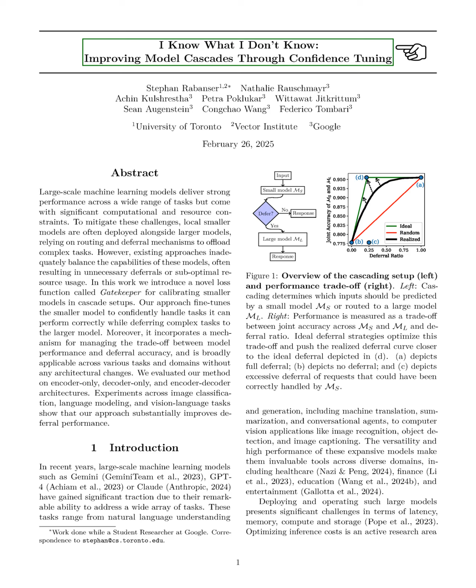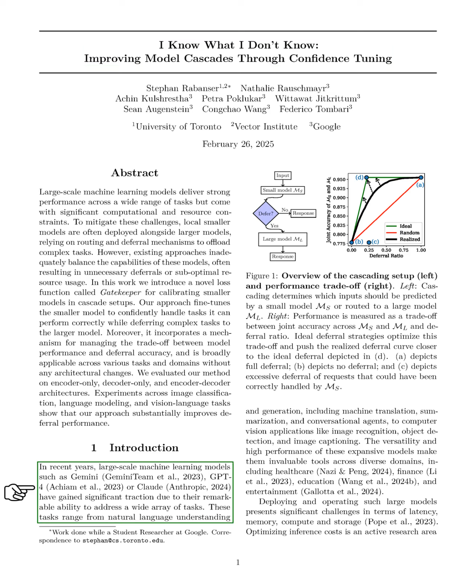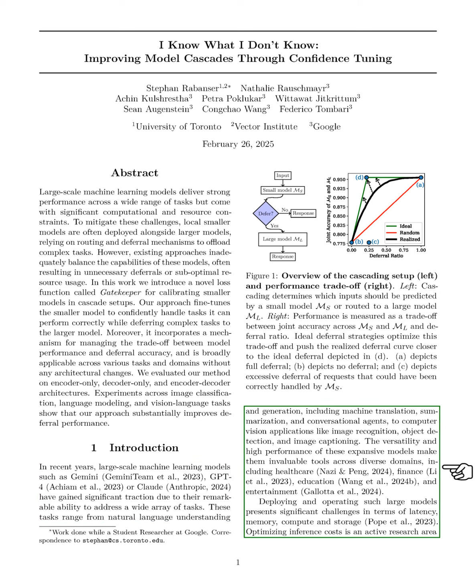Section: Introduction. In this section, we discuss the rise of large-scale machine learning models like Gemini, GPT-4, and Claude, which have become popular due to their ability to handle various tasks. These tasks include understanding and generating natural language, such as translating languages, summarizing text, and creating conversational agents, as well as computer vision tasks like recognizing images and detecting objects. The flexibility and effectiveness of these models make them essential in fields like healthcare, finance, education, and entertainment.